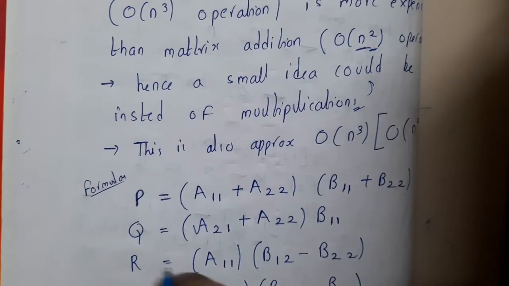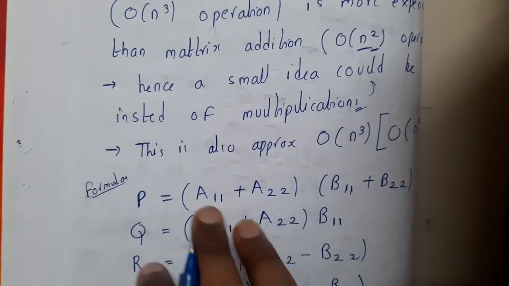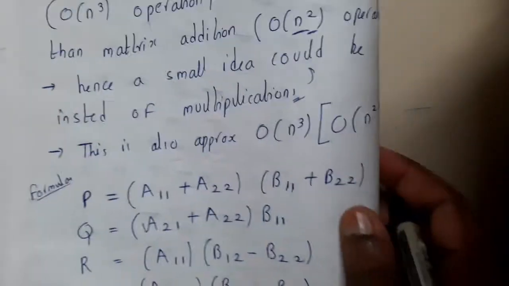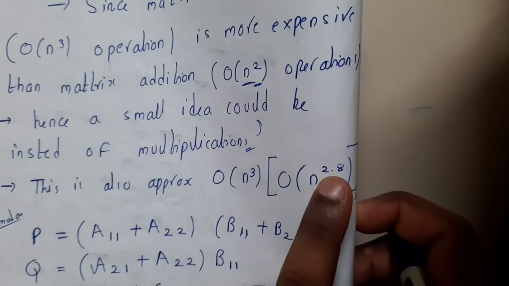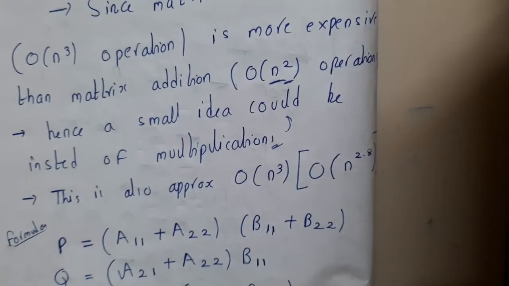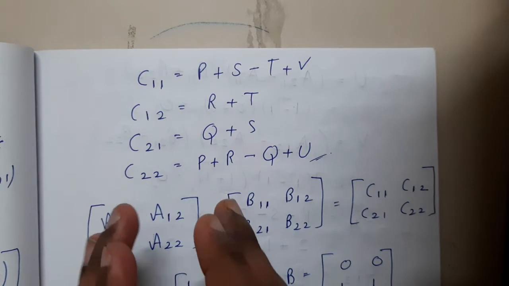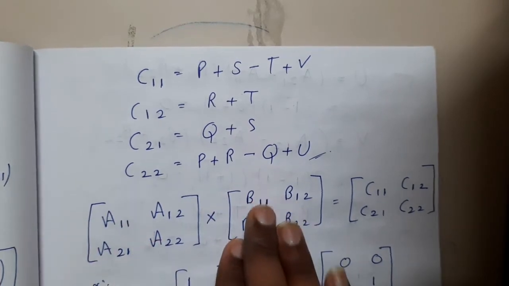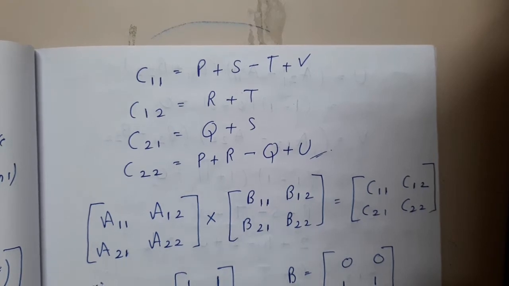So a small idea could be, instead of multiplication we can use addition, right? So that is where Strassen's algorithm came into play. This is also approximately big O of n cube, that is nothing but big O of n power 2.8. So it is approximately equal to big O of n cube only. But this algorithm works only for 2 into 2 matrix, because it was designed for 2 into 2 matrix only. So it will work well only on 2 into 2 matrix.